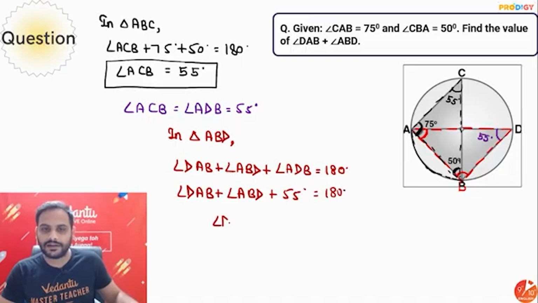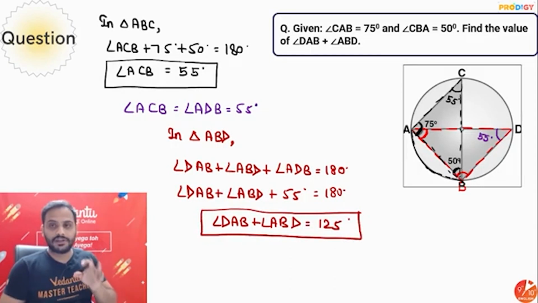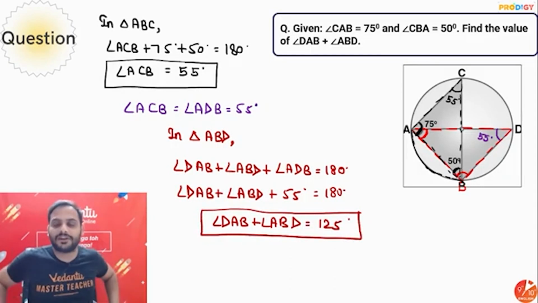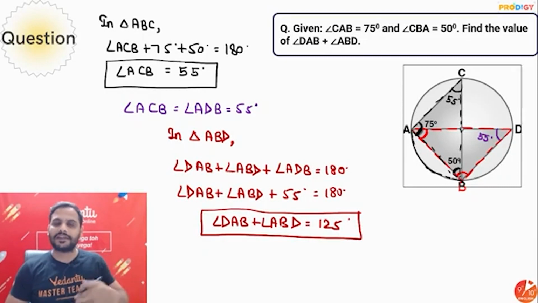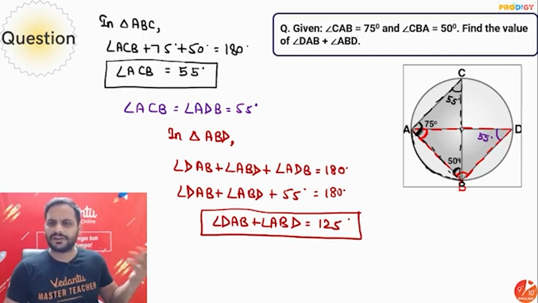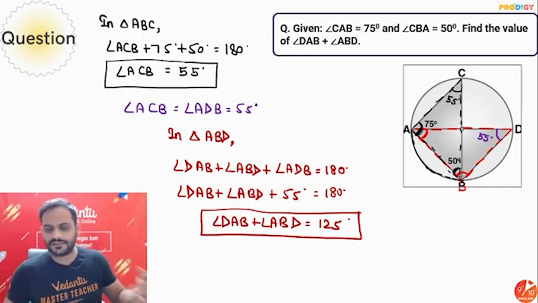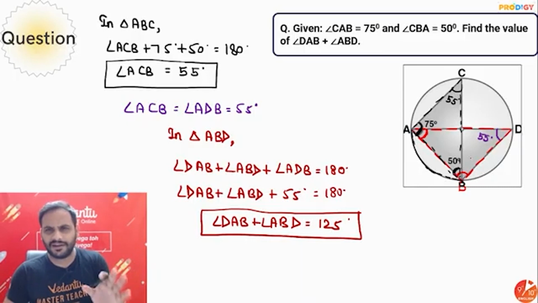So I'll get angle DAB plus angle ABD will be 180 minus 55, which is equal to 125 degrees. And that's what I needed. In this question, I cannot find out the separate values of DAB and ABD, but I can tell the sum will be 125 degrees. The separate values can be found as well if AD is a straight line, this is total 90. We can find out separate values as well, but it is not required right now.